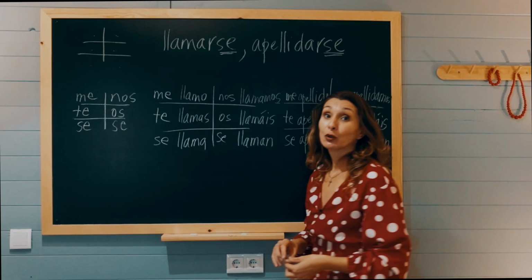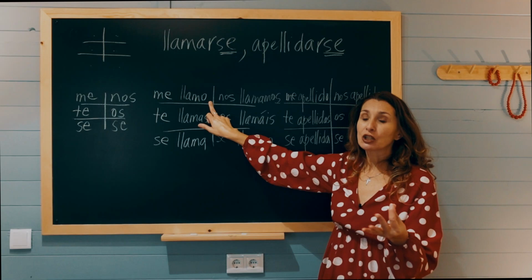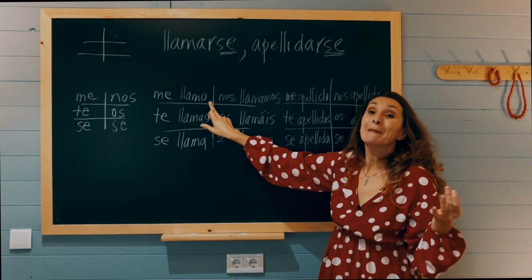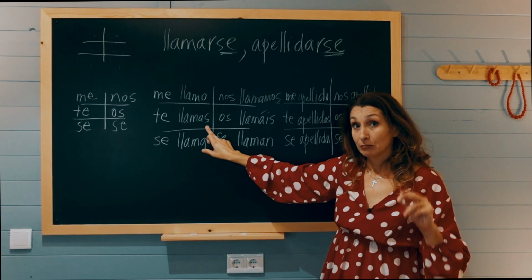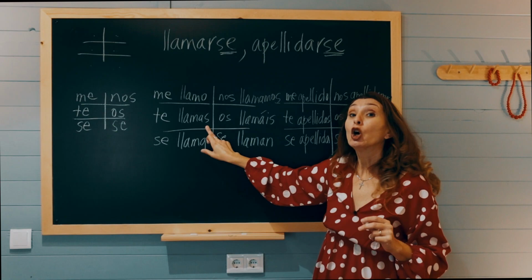And we say me llamo. In English, it simply means my name is or I'm, okay? Me llamo Eva. And then I may ask you, ¿y tú? ¿Cómo? How? ¿Cómo te llamas? What's your name? ¿Cómo te llamas? And then you tell me your name.